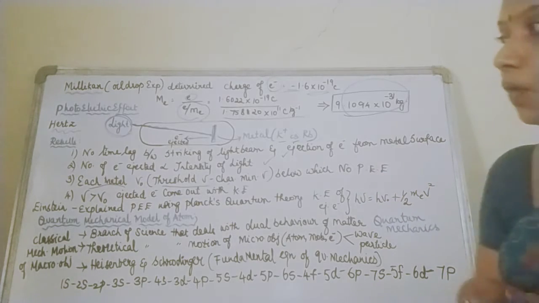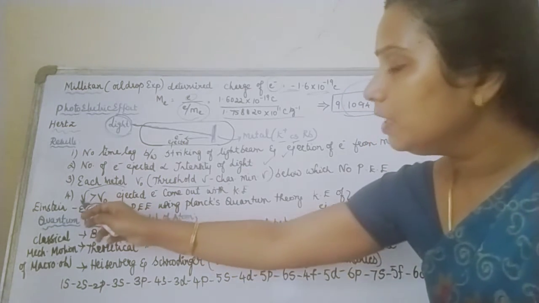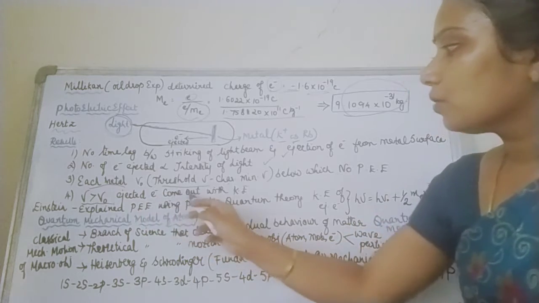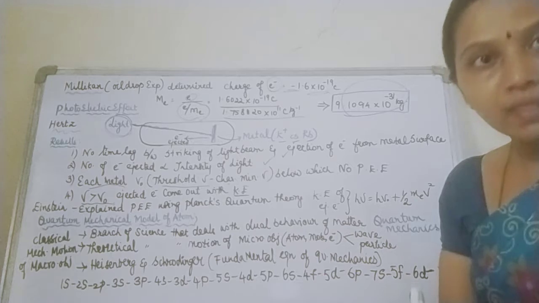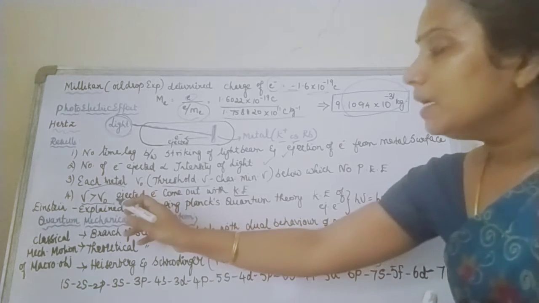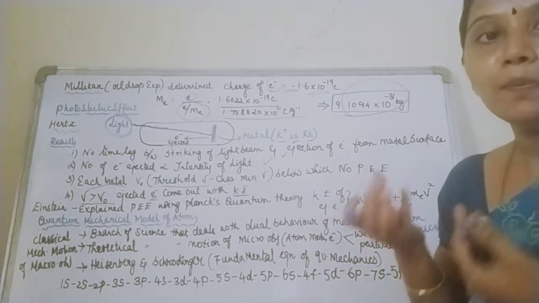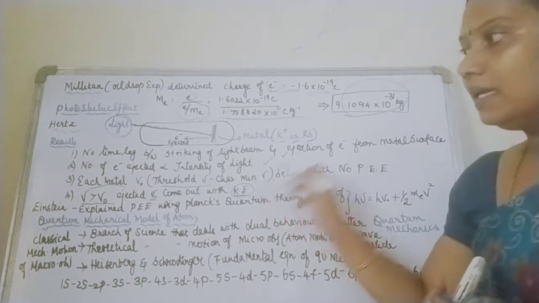Okay. Now, when my frequency is greater than the threshold frequency ν0, then the ejected electrons will come out with kinetic energy. When my frequency is more than the threshold frequency, the ejected electrons come out and they are in motion. So which energy do they possess? They should be possessing kinetic energy.